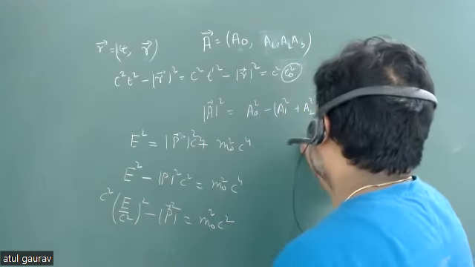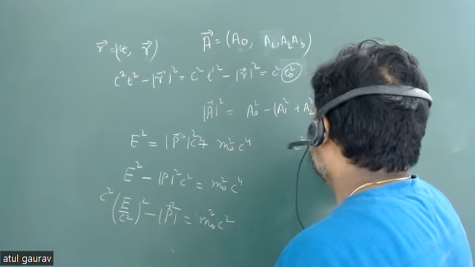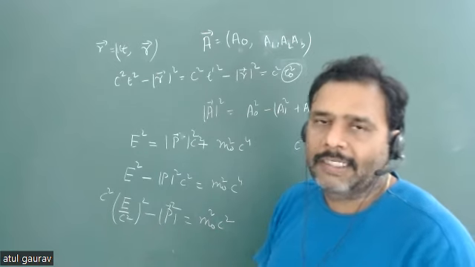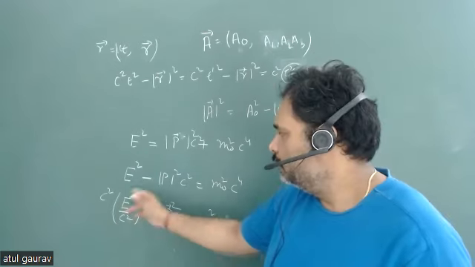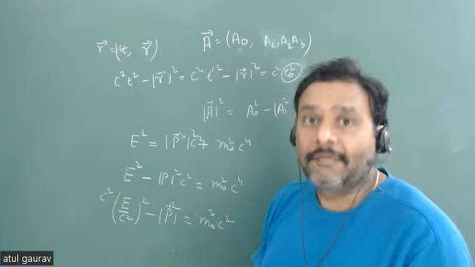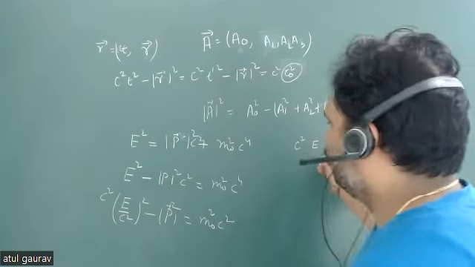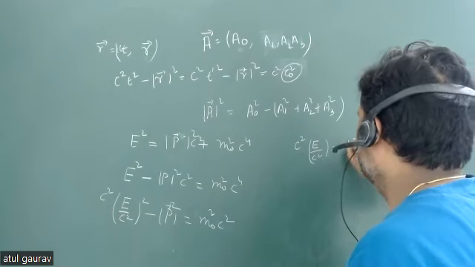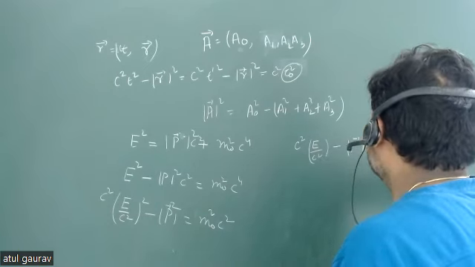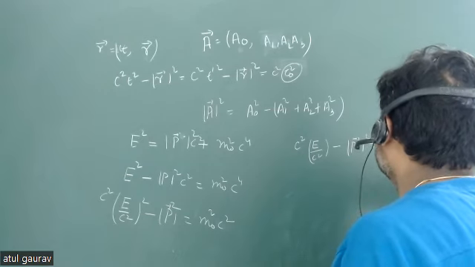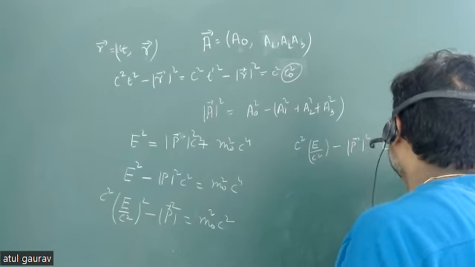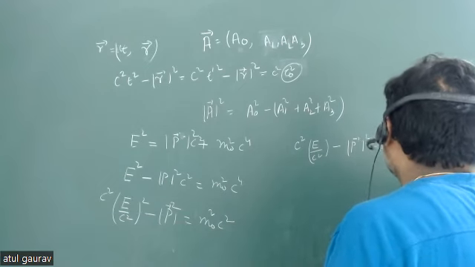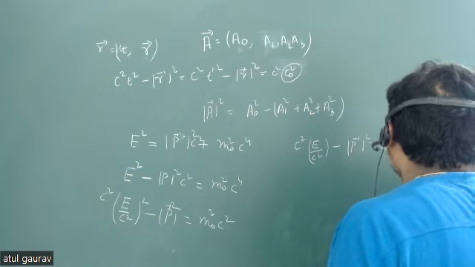और यहां भी आपके पास मिलेगा c square, and we can write E upon c square is nothing but what? Relativistic mass. लिख सकते हो ना? E upon c square is what? M, relativistic mass. But I am writing it in form of energy. So this c square minus mod p square is equal to c square (E dash upon c square minus p dash) square must be equal to m naught square c4.